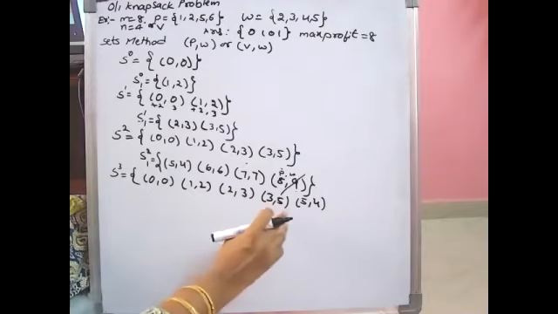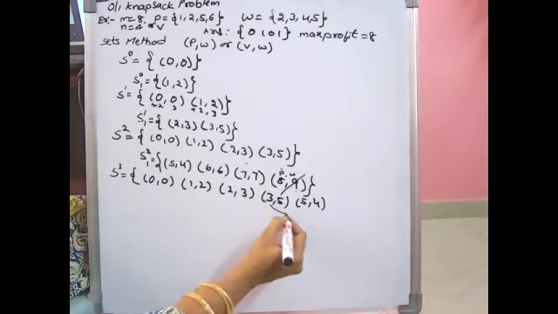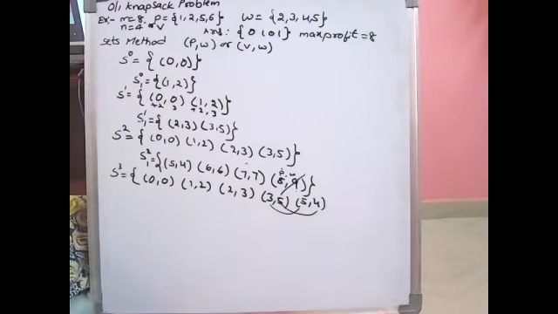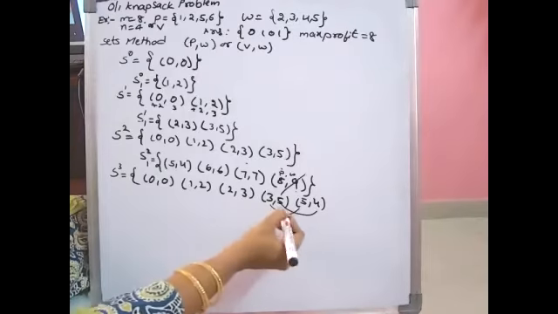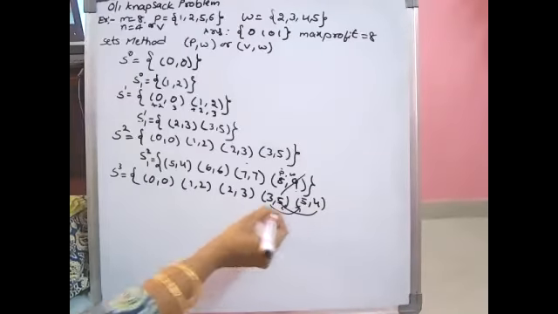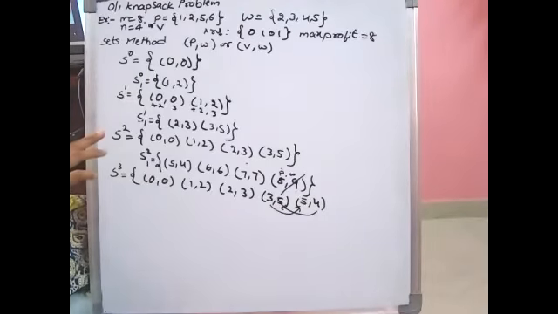3, comma 5. So whenever I am going here, the profit is increasing, but the weight is decreasing. See, profit is increasing only, but weight is decreasing. So I need to cancel any one of these. So whenever I am cancelling, I'll accept only the ordered pair which is having the maximum profit.